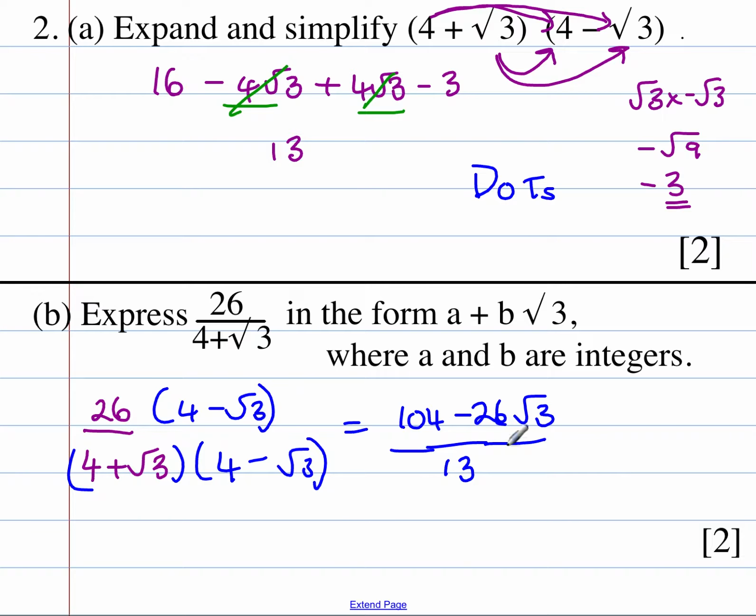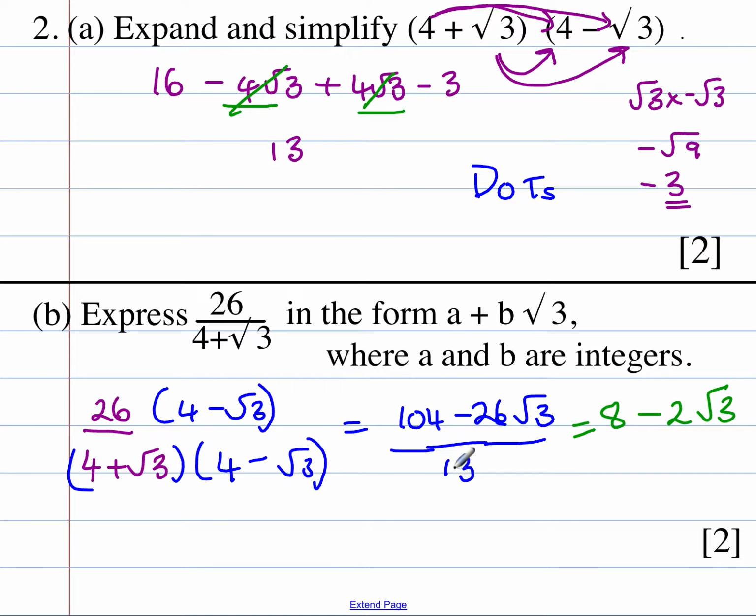So let's just take a look. 13 can be divided into 104, and it also can be divided into 26. If I take 104 and divide it by 13, I would get 8. And if I take 26 and divide it by 13, I would get 2. So therefore, this is my answer.